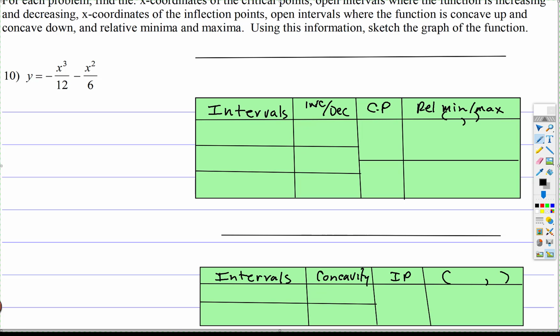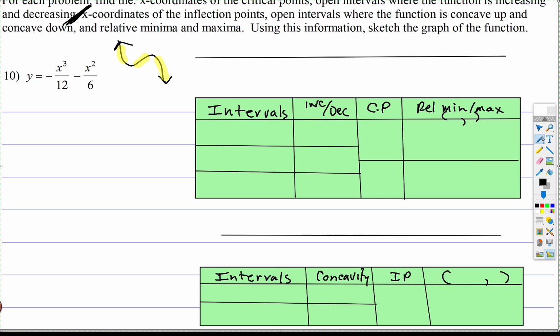So the first part, for each problem, find the x coordinates of the critical points, the open intervals where the function is increasing or decreasing, x coordinates of the inflection points. Okay, so this first part right here talks about the increasing and decreasing sections, right? So right here we have a negative x cubed, a negative cubic. So what that is saying is where will the intervals be where the graph is decreasing, increasing, and decreasing? And it should look about something like that because it's a negative cubic.